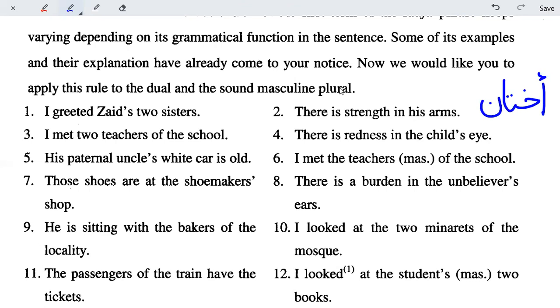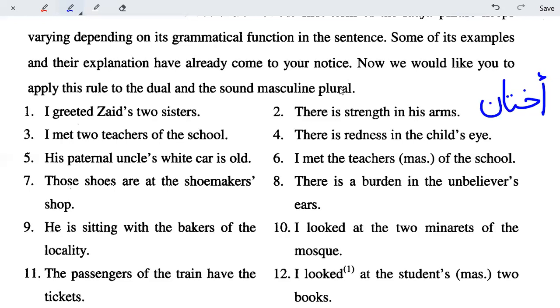There is strength in his arms. How to say strength? Strength means kuwa. Arms means the word is adudai. Yes, adudai. Adudain. Hunaka kuwa ala adudai.